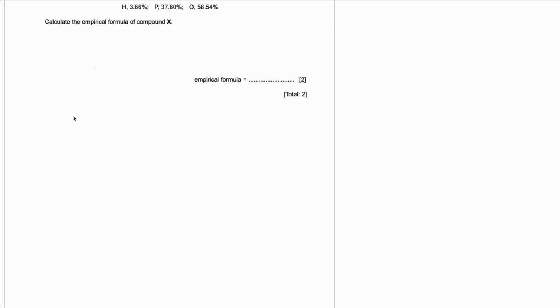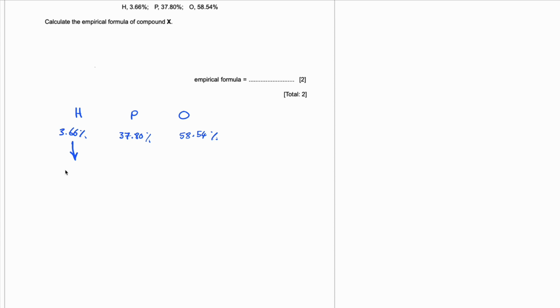Empirical formula calculations involve 3 steps. The first step is to know the percentage of each element present in the compound. So we have 3 elements, hydrogen, phosphorus, and oxygen. The percentage of hydrogen is 3.66%. Percentage of phosphorus is 37.80%. And the percentage of oxygen is 58.54%. So the first step, change percentage into grams, and that happens simply by replacing the percentage by grams.